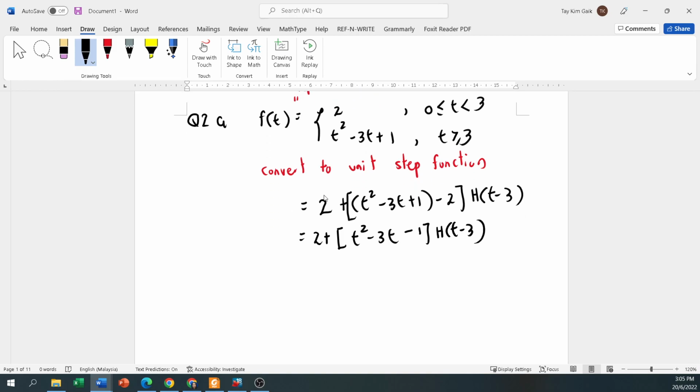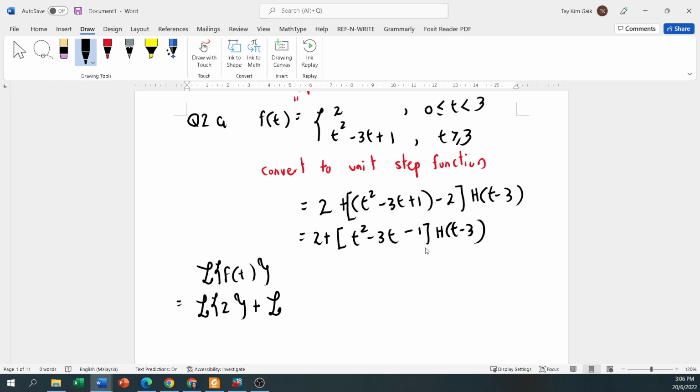So f(t) after converting to unit step function, we get here. Then now we can take the Laplace transform for f(t). It will be equal to the Laplace transform for 2. Okay, using the linearity property, if we got plus or minus, we can break it, each term. Then plus the Laplace transform. Here, this one is h(t minus 3).